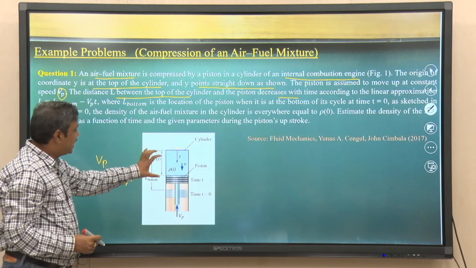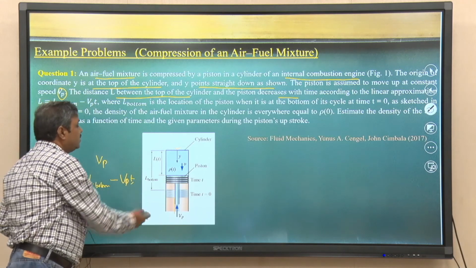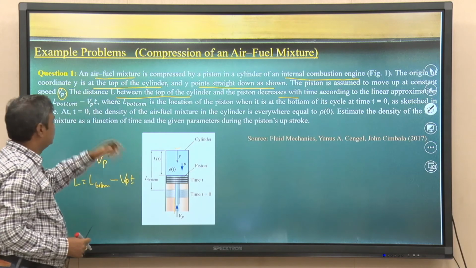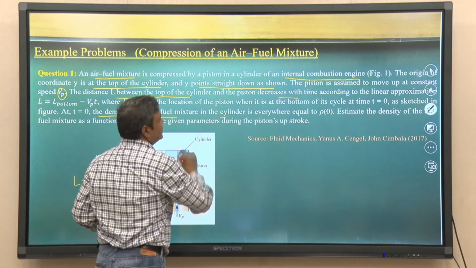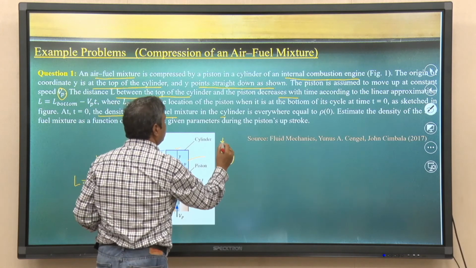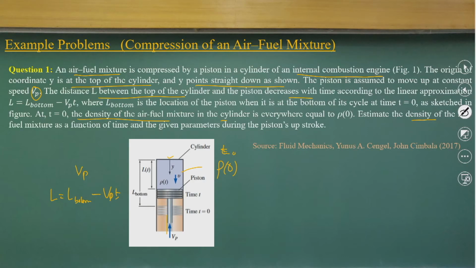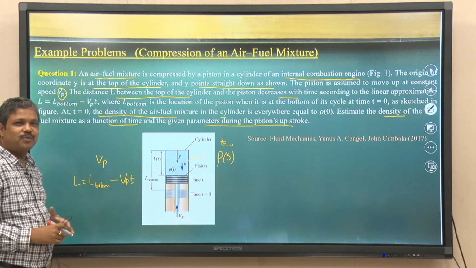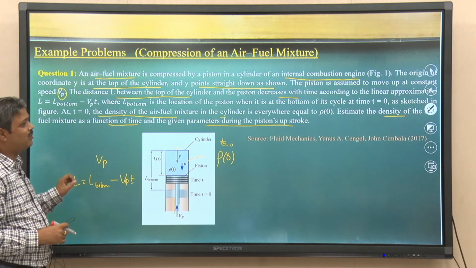So, that means L is decreasing as a function of time, and v_p is the velocity of the piston. At t equal to 0, the density of the air mixture is constant everywhere, that is rho naught. Then estimate the density of the fuel mixture as a function of time, given the parameters during this piston stroke. If you look at this problem, it looks very complex, but it is a simple problem using mass conservation.